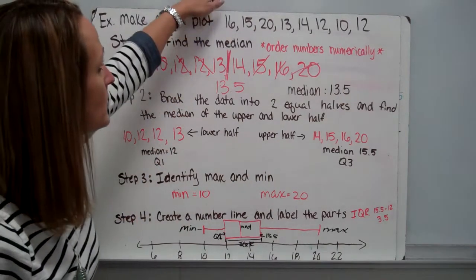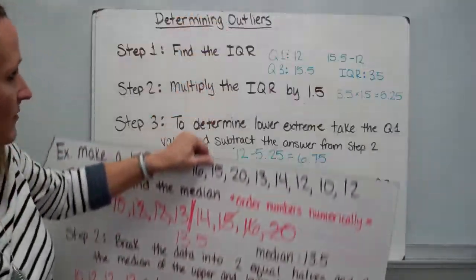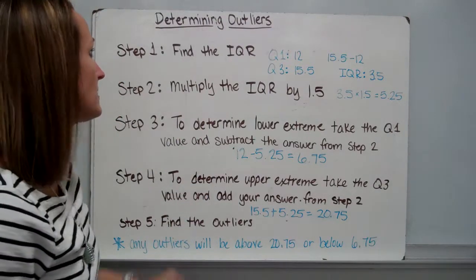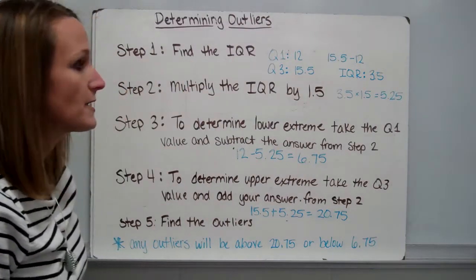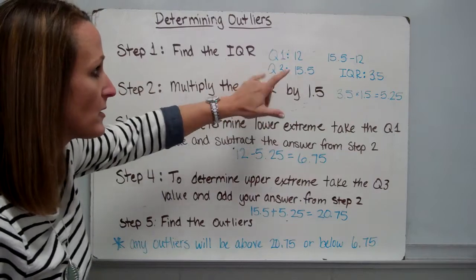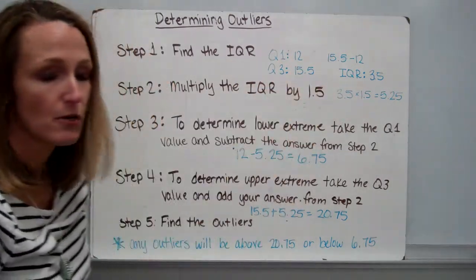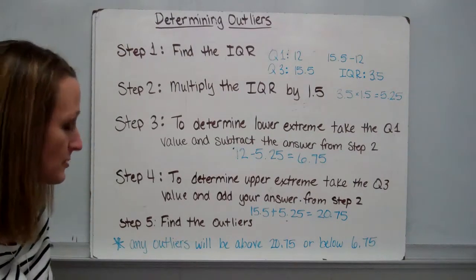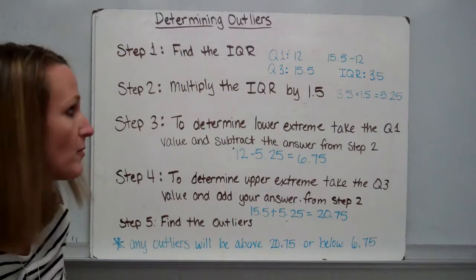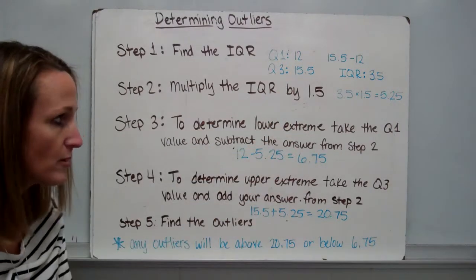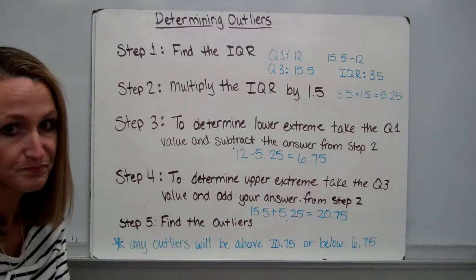Okay, so let's do a little more. Let's talk about how we find out if we have an outlier. We're going to use the same data we just used on the last slide. So first we have to find the interquartile range. Well, I've already told you. Q1 is 12 and Q3 is 15.5. We're going to subtract those, the interquartile range of 3.5. So that's step 1 of determining your outlier. Step 2 is to multiply that by 1.5. So if we take 3.5, we multiply it by 1.5, we get 5.25.